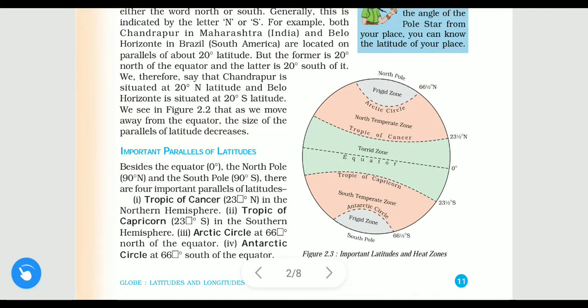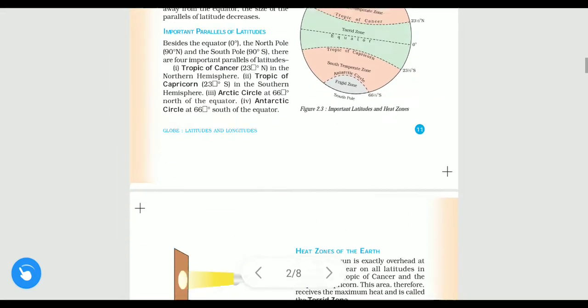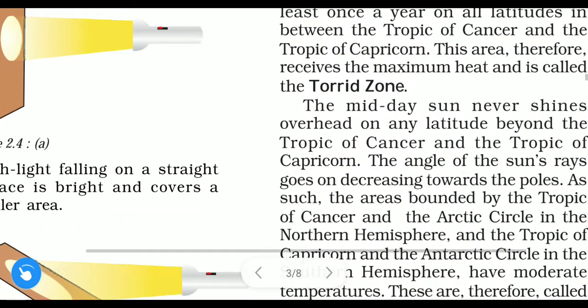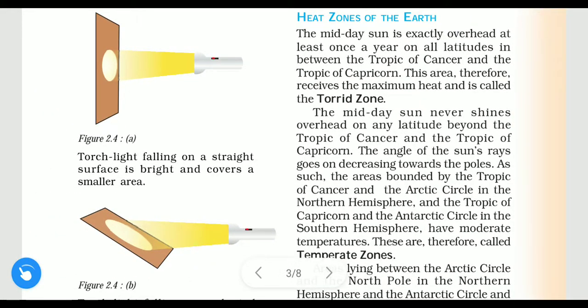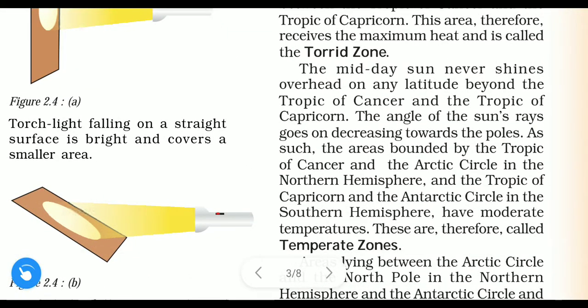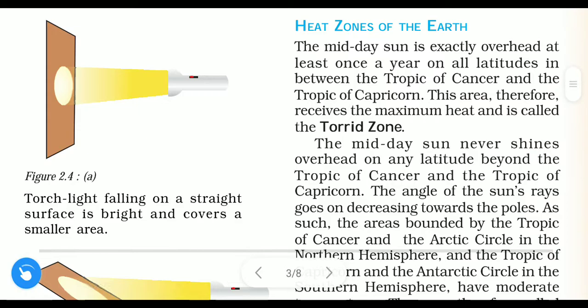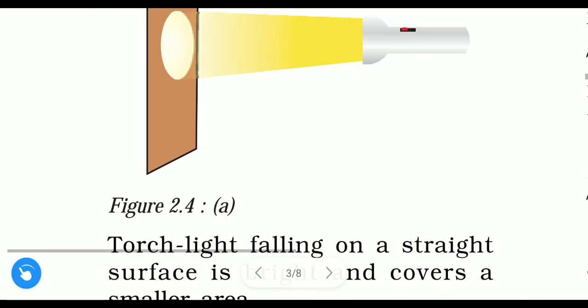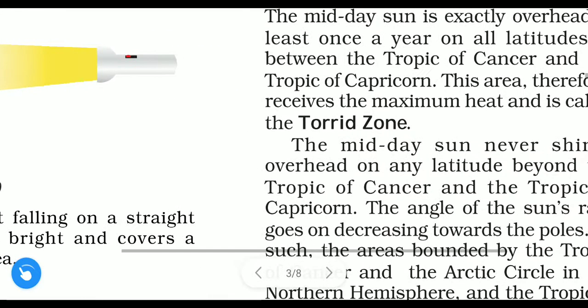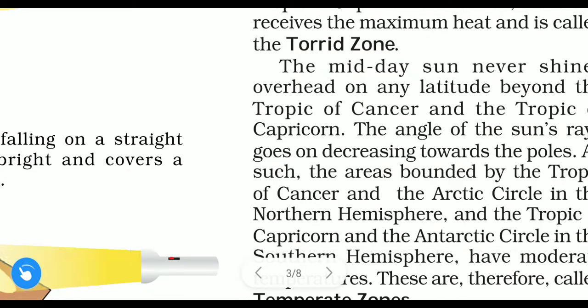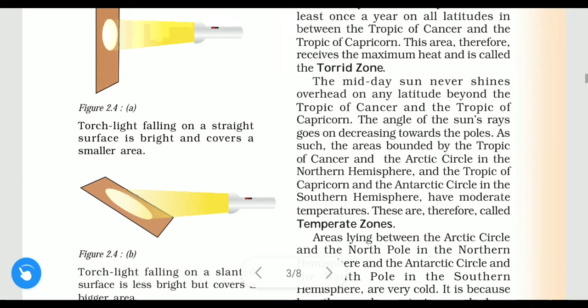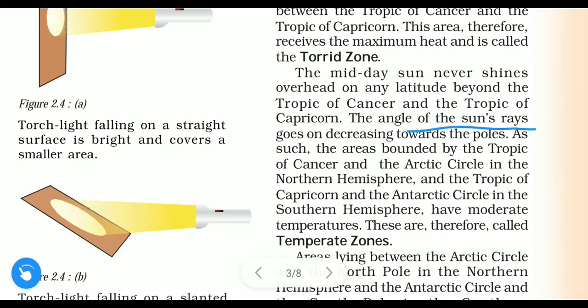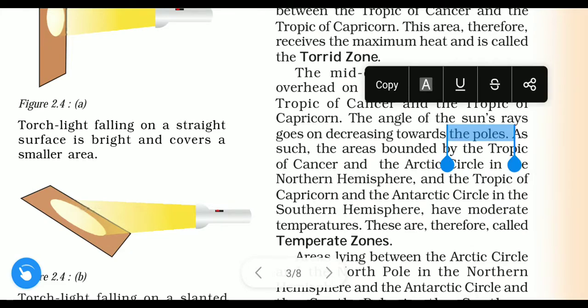Okay, so let us discuss. Here see, the angle of the sun's rays goes on decreasing towards the poles. Here we have discussed that the sun rays' angle is perpendicular, but in this case the angle is decreasing, which is not exactly 90 degrees or perpendicular. As it goes towards the pole it decreases.